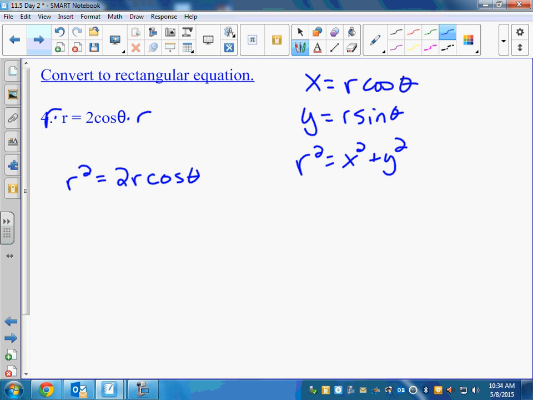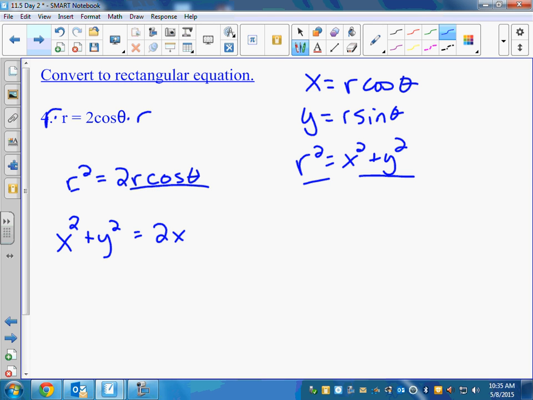And for the most part, they're not going to give you this so nicely, right? They're going to give you something before that you have to do a little bit of work for. But now it's just substituting. r squared equals x squared plus y squared. And r cosine theta equals 2x.